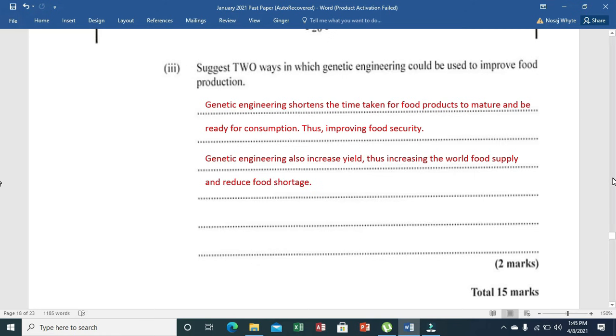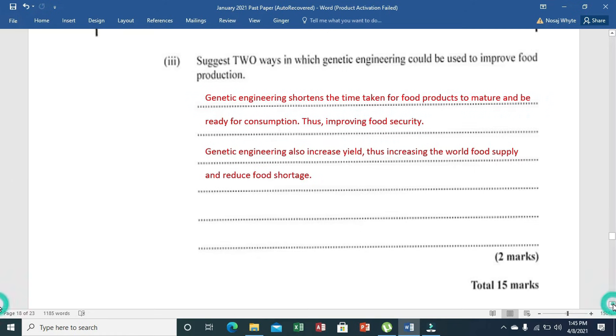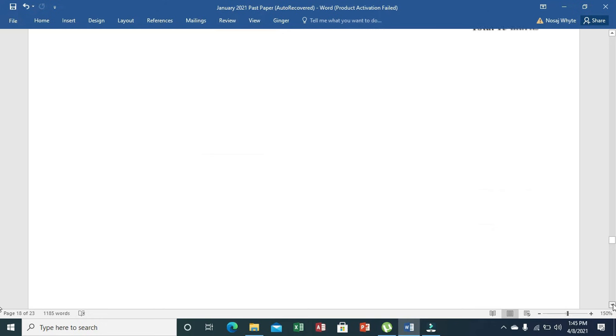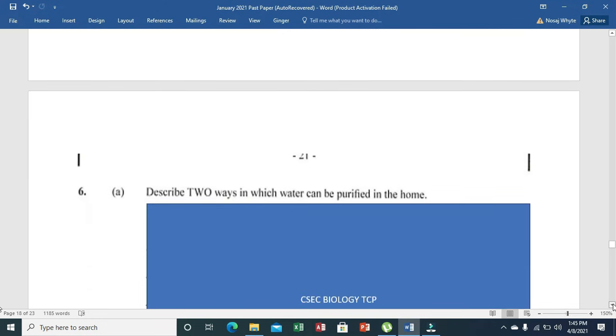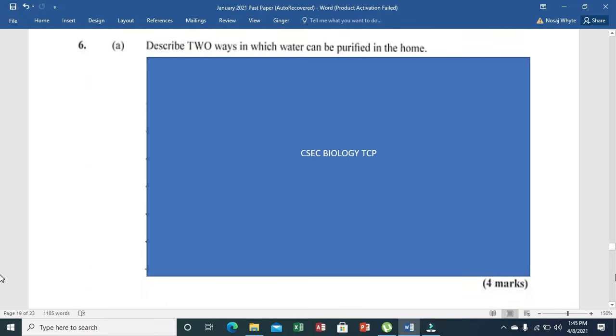So we say that genetic engineering also increases yield, and thus increases the world food supply. More is there for the market, and of course it reduces the shortage of food. You would have heard about persons suffering from starvation and persons fighting for food. Even in the Caribbean, we've heard about that. We want to ensure that some students become so skilled at genetic engineering that they will better help the Caribbean, so we can feed all, and there will definitely be less riot and death.